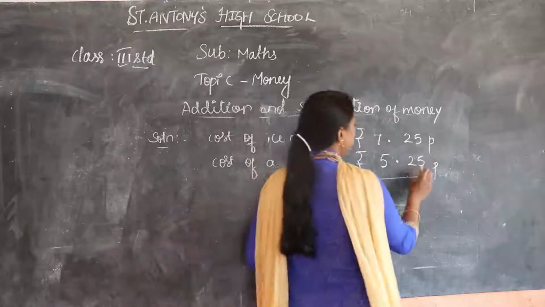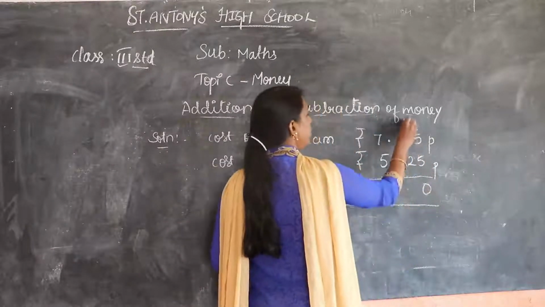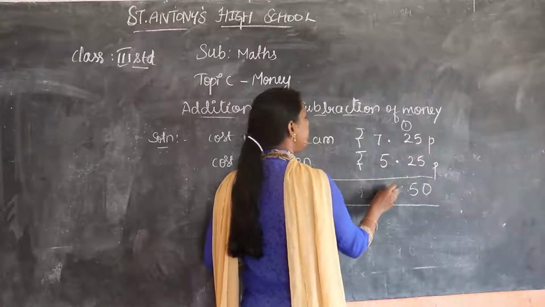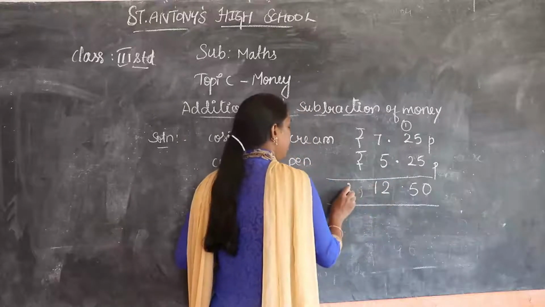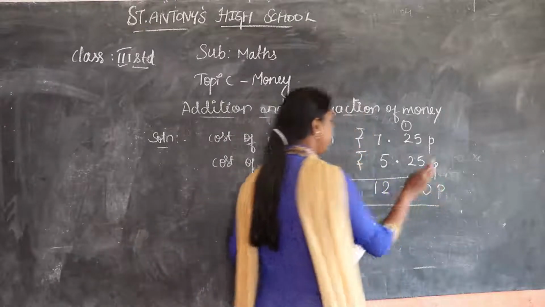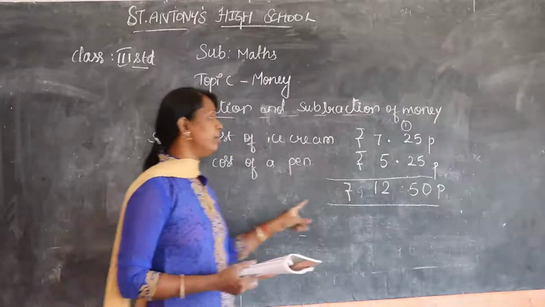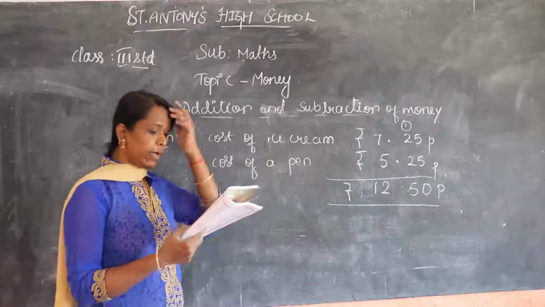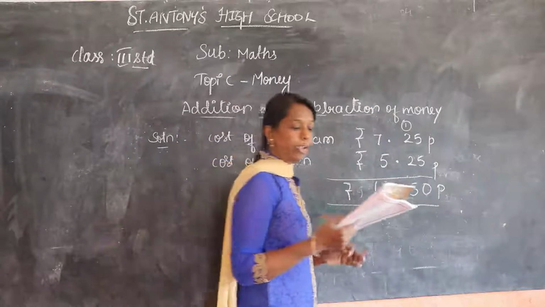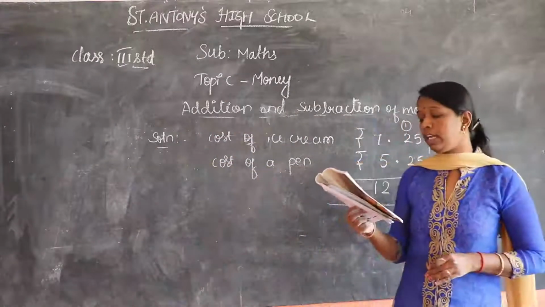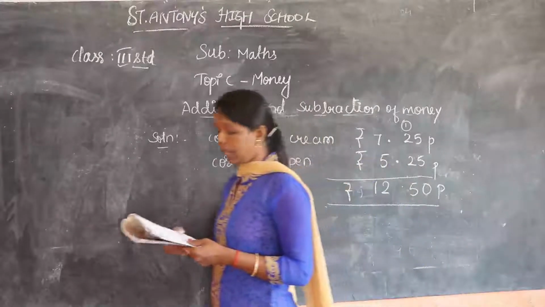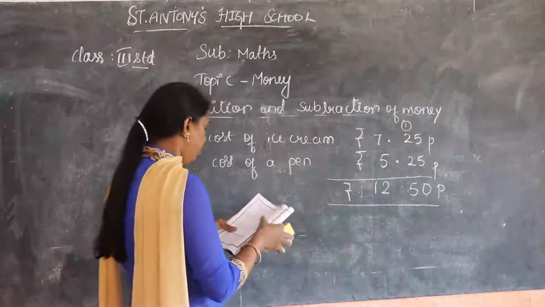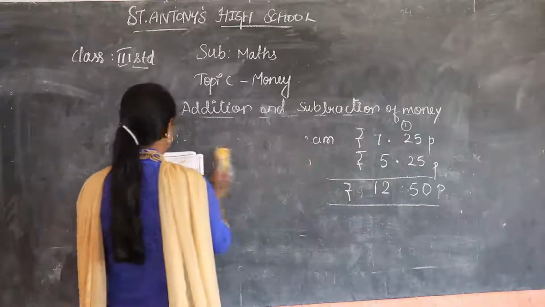Okay. 5 plus 5, 10, 0. Write down 0, 1 carry. 1 plus 2, 3. 3 plus 2, 5. And then 7 plus 5 becomes 12. Yes, 12. The answer is rupees 12.50. The amount spent by Shekhar is rupees 12.50. Okay. And one more sum. Manju purchases a drawing sheet by paying rupees 38.25, and also purchases some crayons for rupees 20.50. What is the total amount of money spent by Manju?